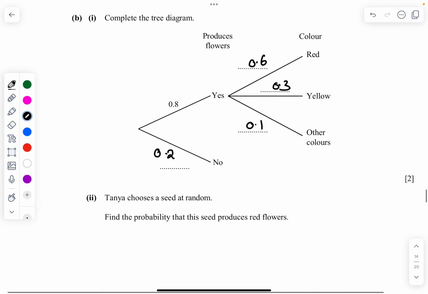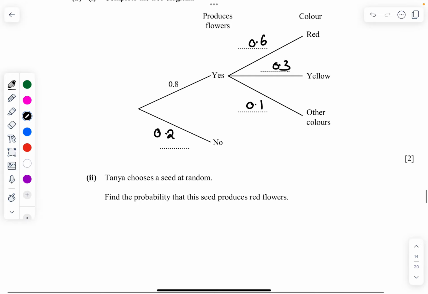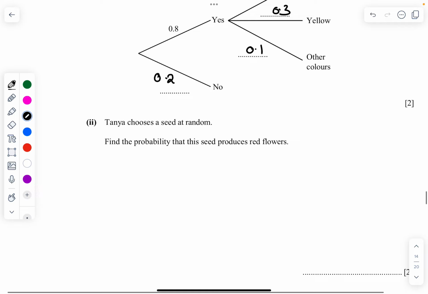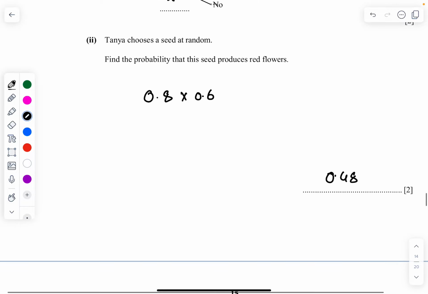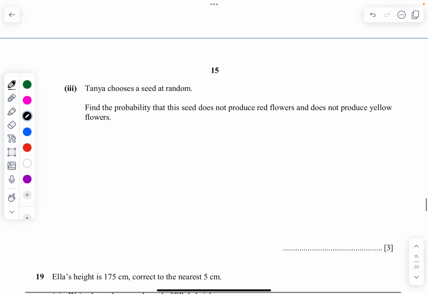Then Tanya chooses a seed at random. Find the probability that the seed produces a red flower. So it should be first producing a flower and then red. So 0.8 times 0.6, so 0.48.